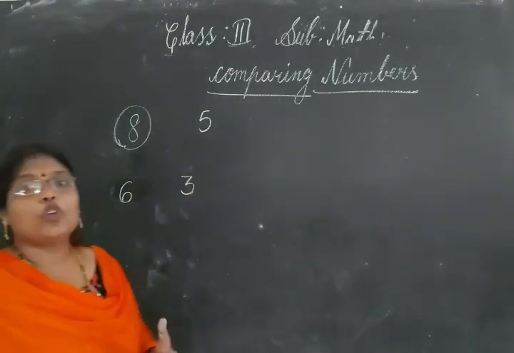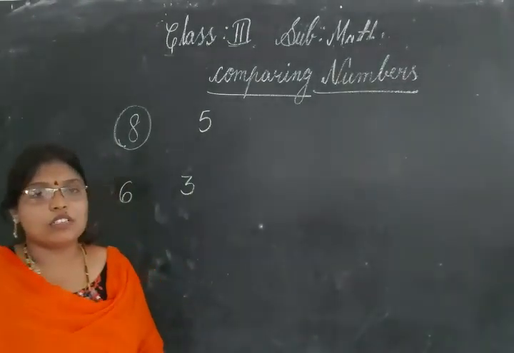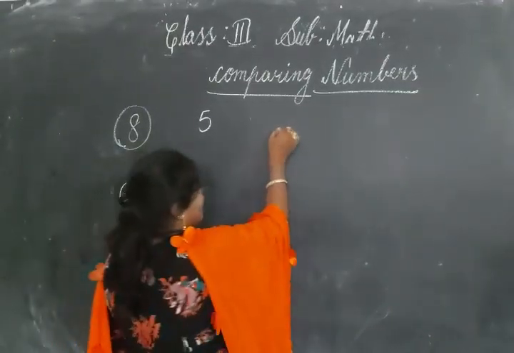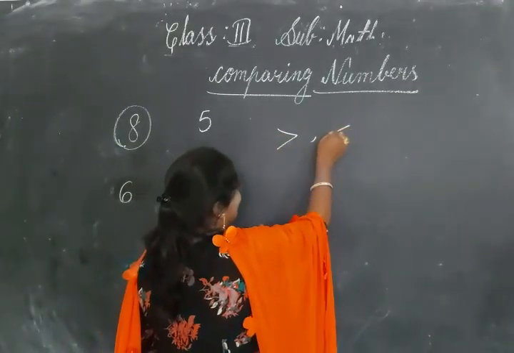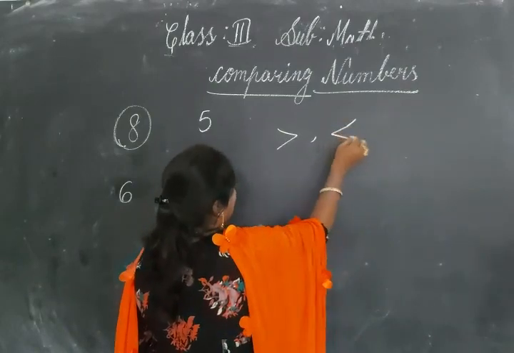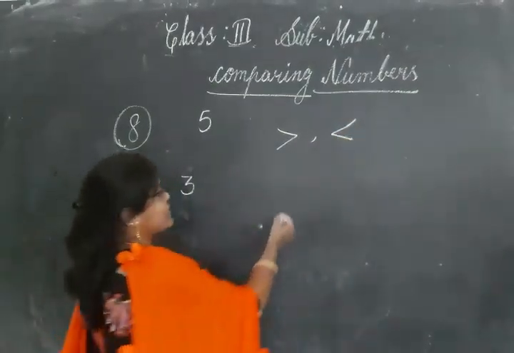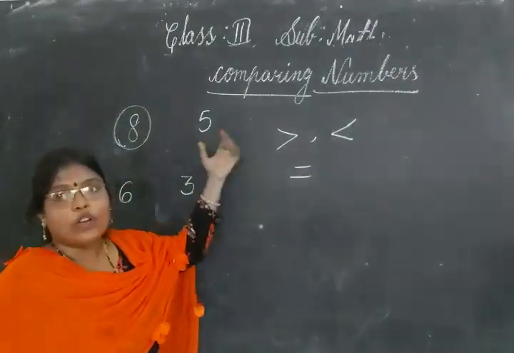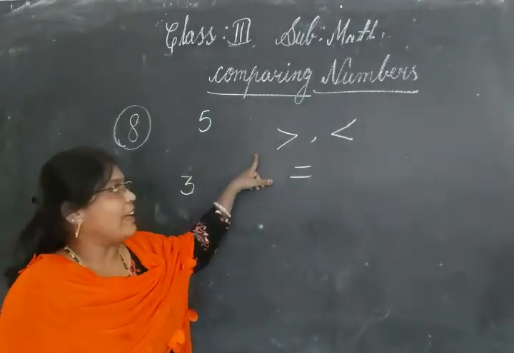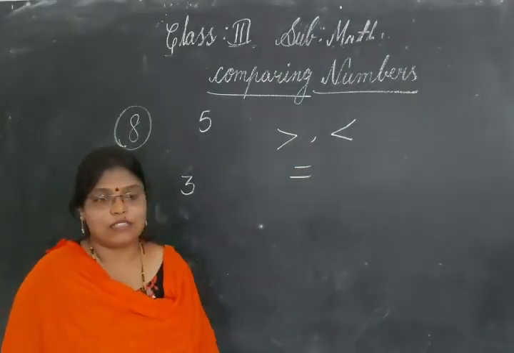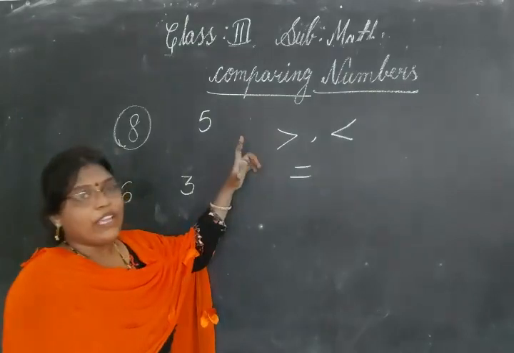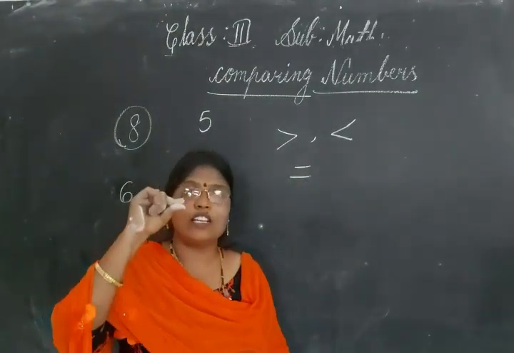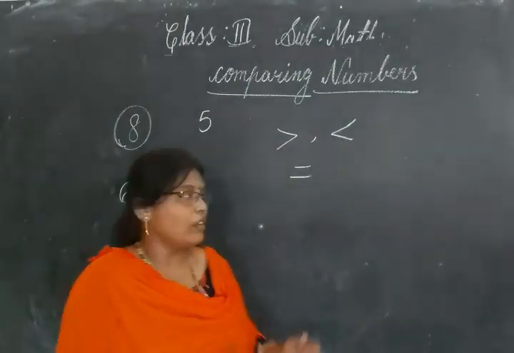So, to show bigger numbers, we will use some symbols. Those are greater than, less than. And if both the numbers are equal, we will just keep the equal to sign. Children, don't get confused between the greater than and less than symbols. See, always open and show the bigger number, closed and show the smaller number.